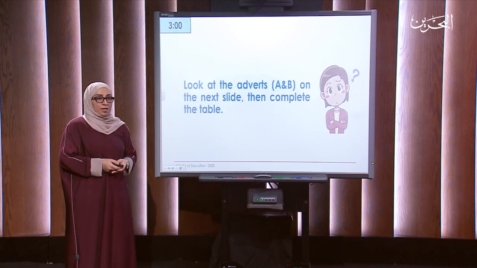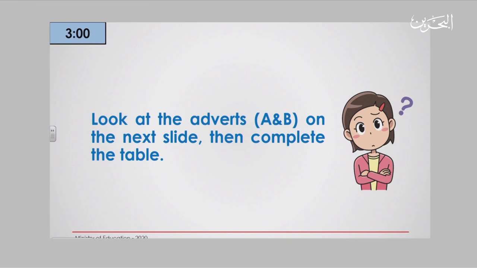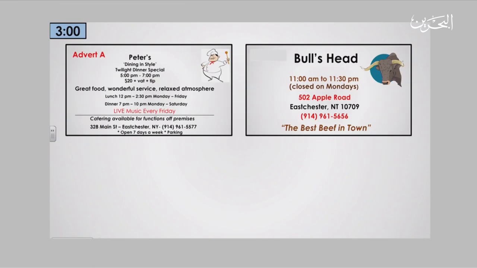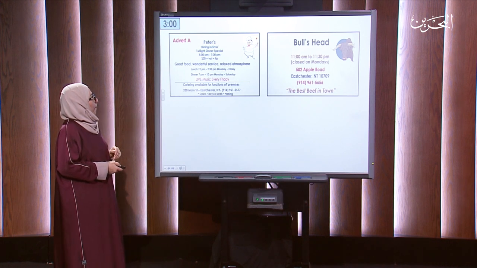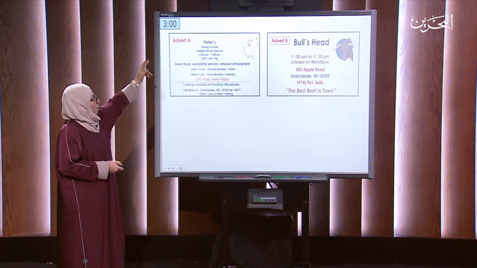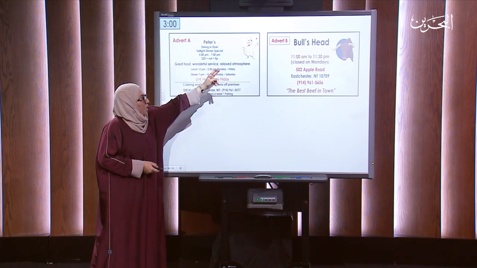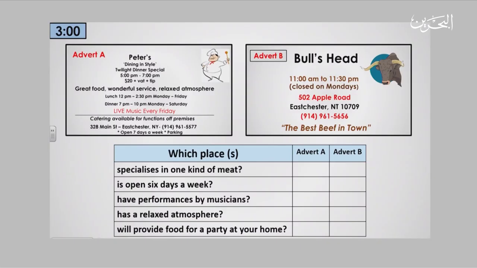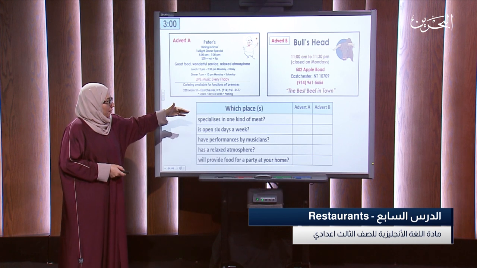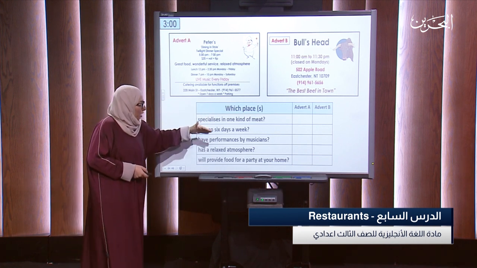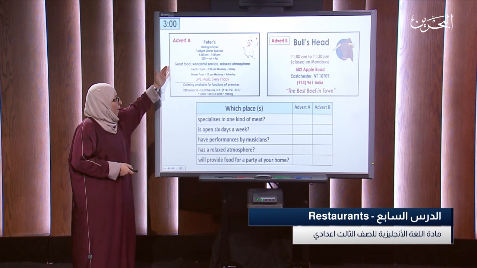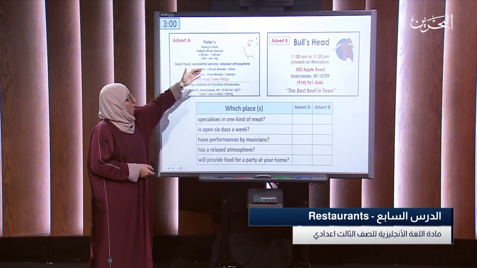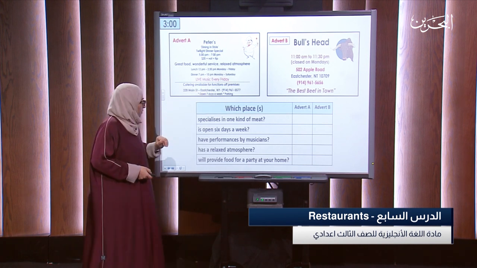Task 1. Look at the adverts A and B on the next slide. Then complete the table. Here you have two adverts, advert A and advert B. Now, as you can see, you have a table here. We will go through them to find out which place has these items. For example, for advert A, the place is Peter's. Advert B, the restaurant is Bull's Head.